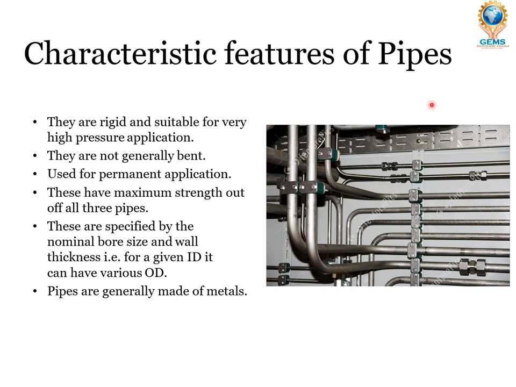What are the characteristic features of pipes? Let's see the characteristics of the pipes which are used in hydraulic applications. They are rigid and suitable for very high pressure application. They are not generally bent and are used for permanent application. They have maximum strength out of all three. These are specified by the nominal bore size and wall thickness. That is, for a given ID, internal diameter, it can have various outer diameters. Pipes are generally made of metals.